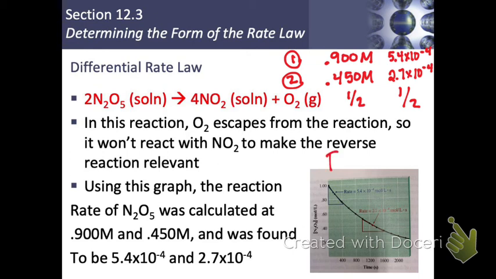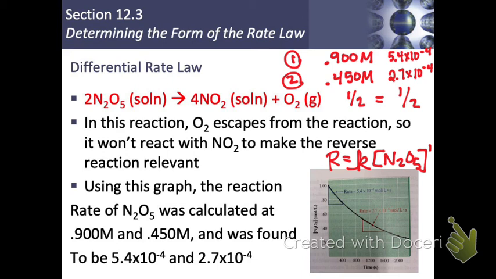So if we look at our rate law, we'd say rate equals k times the concentration of N2O5, and it would be considered a first order reaction because these two are equal to each other, right? The relationship was the same. When we cut the concentration in half, the rate was cut in half. A direct correlation, right? You got it.